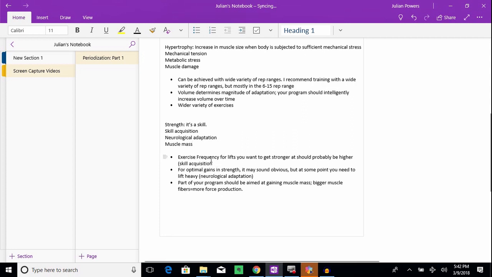Again, there's a cap to that, but that's always a good rule of thumb: if you want to get stronger or better at something, just add another set, and that could definitely work. And again, that's skill acquisition.